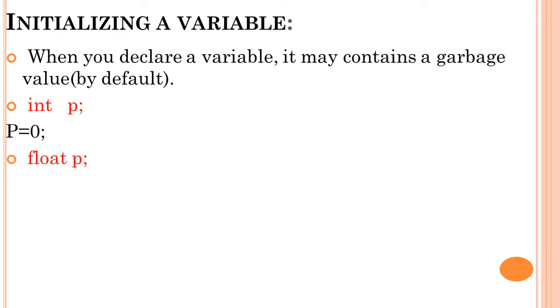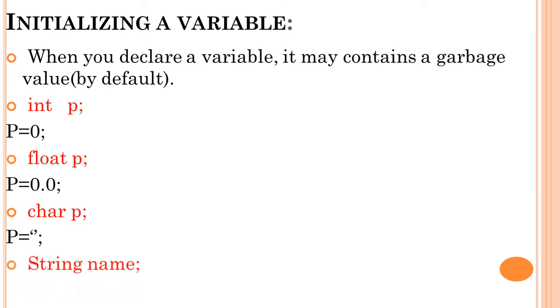The second one is float p. Float is a data type. Which kind of data type is it? It is floating point. Floating point is nothing but a real number. So p equals 0.0. The third one is char p. It is a character type. It will take p equals 0. Like that, any variable will take a default value.